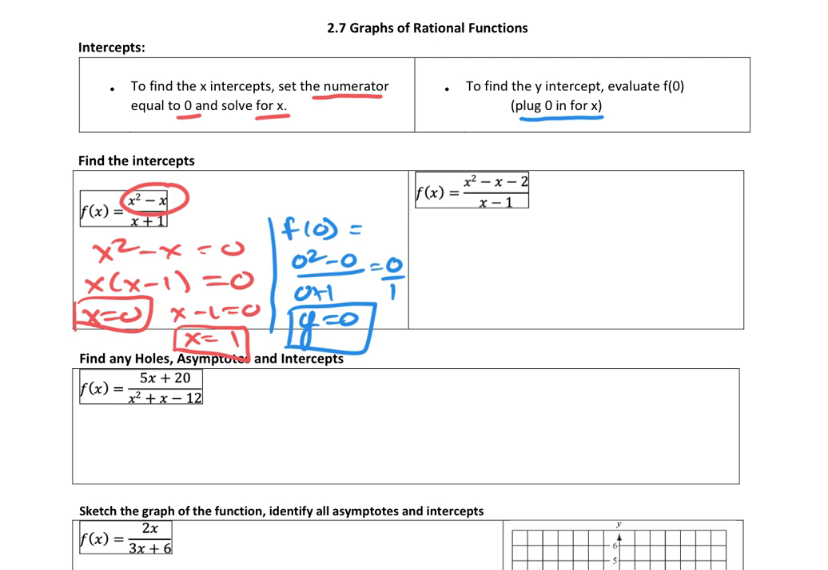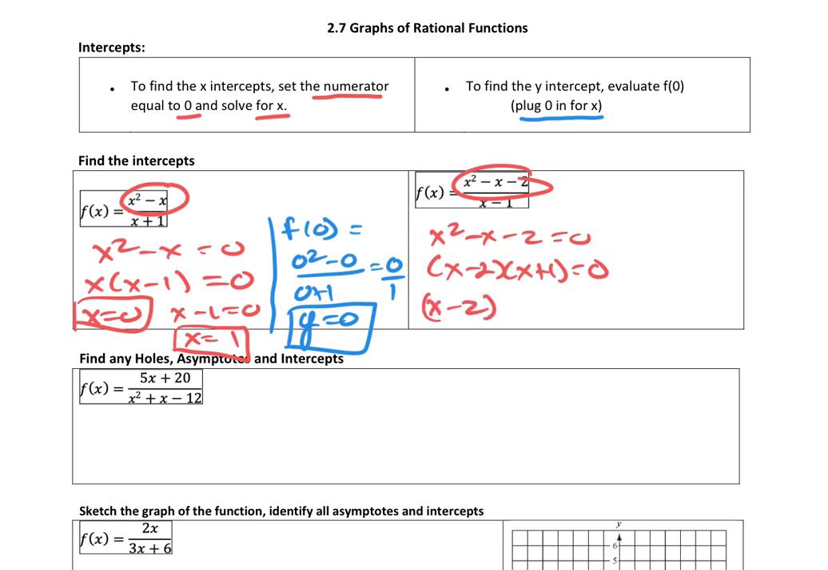All right, if you look at our next example, we're going to do the same thing. We're going to try and find our x-intercept first by taking our numerator and setting it equal to 0. So we have x squared minus x minus 2 is equal to 0. We're going to have to factor this. We get x minus 2 and x plus 1. And then we can set each factor equal to 0.